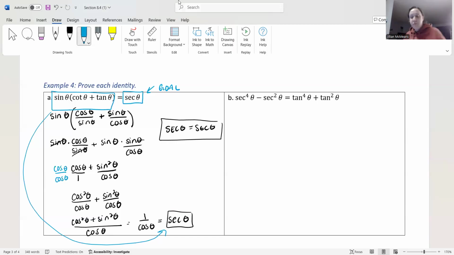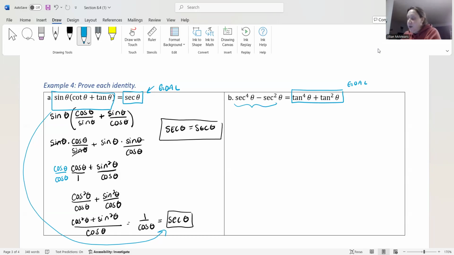Okay. So now let's look at part B. Now with part B, we have kind of an equal size mess. The left is as messy as the right, okay? So in this case, just pick a side. Let's say we make tangent to the fourth of theta plus tangent squared theta, let's say this is our goal. So we're going to work with the secant side and see if we can simplify the secant side down to something that looks like tangent to the fourth of theta plus tangent squared theta.